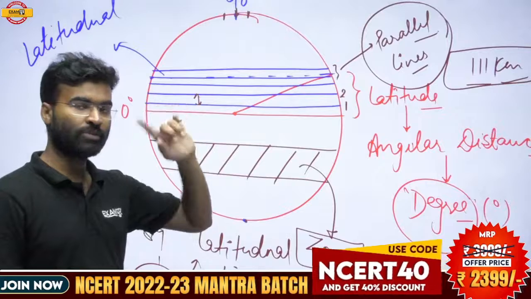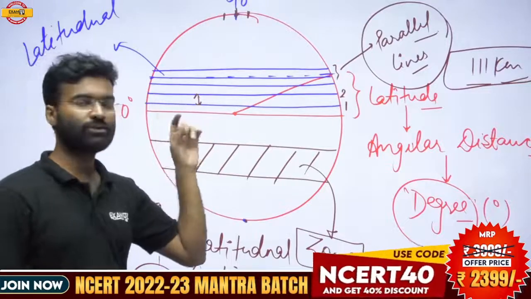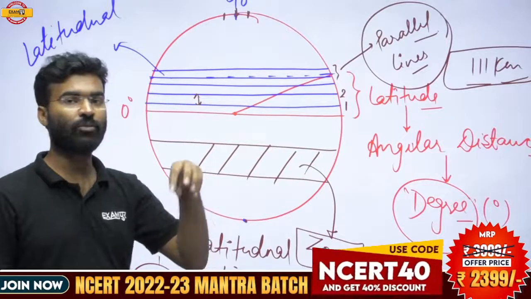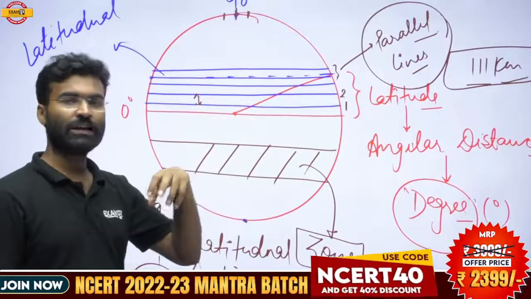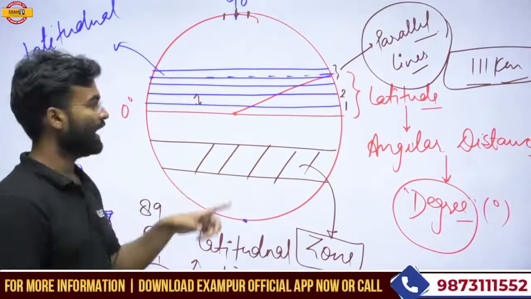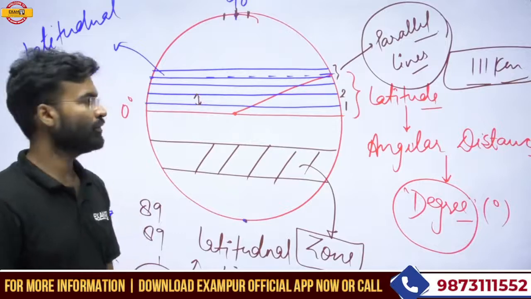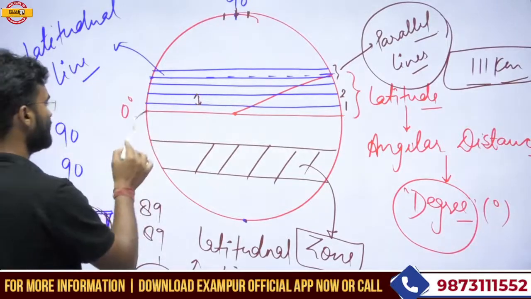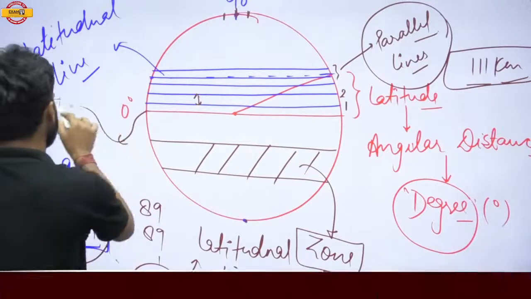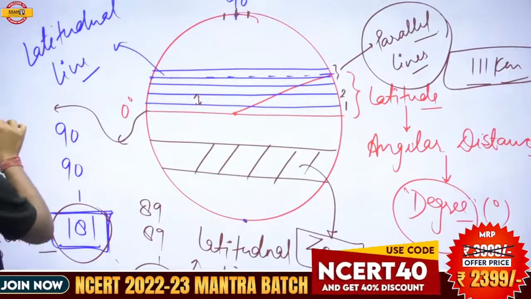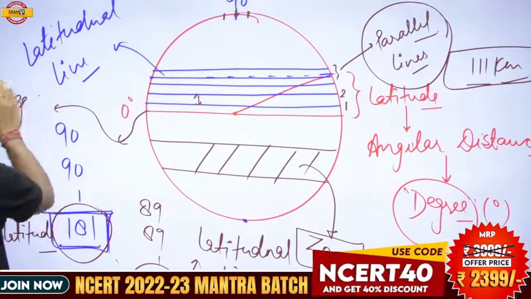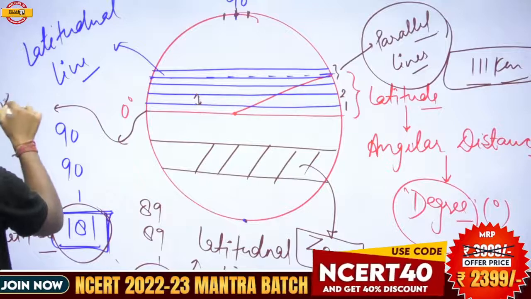If you observe, every latitude is in the form of a circle, and the largest circle is the equator. This is the largest circle, which you can also call the great circle.